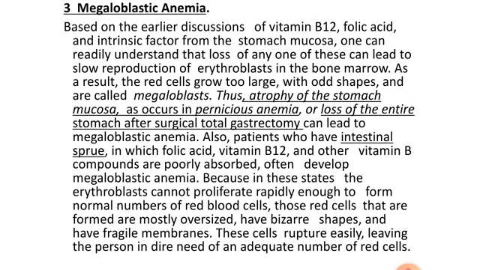So we will have a failure of maturation and division of the red blood cells. Also, this type of anemia occurs when there is deficiency of intrinsic factor, and as you know, this intrinsic factor plays an important role in the absorption of vitamin B12. The intrinsic factor is released by parietal cells in the stomach.